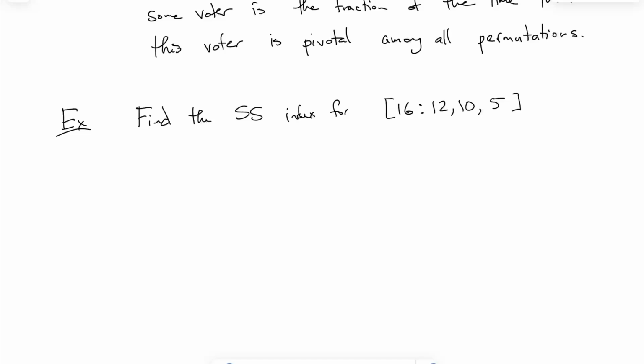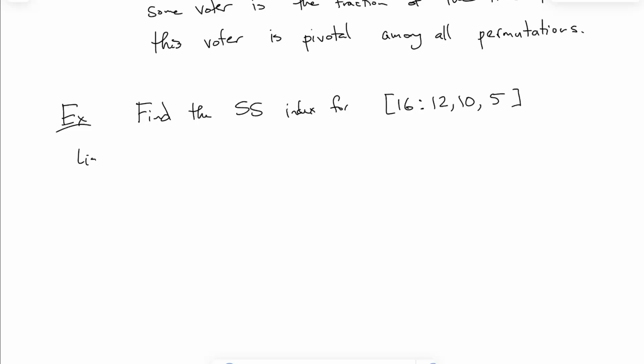Anyway, here's how I'm going to do this. I'm going to list all permutations. This is a bit annoying. I'm going to write them as perms. They are A, B, and C in this case. There's only 3 of them. You have to consider all permutations. You can still see the words up there. You have to see which voter is pivotal among all the permutations.